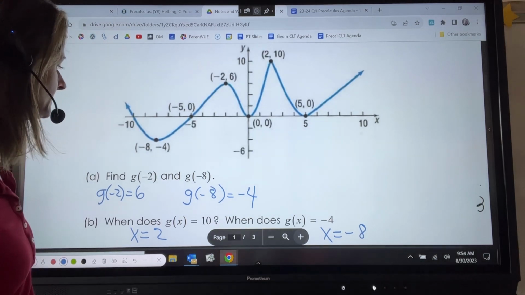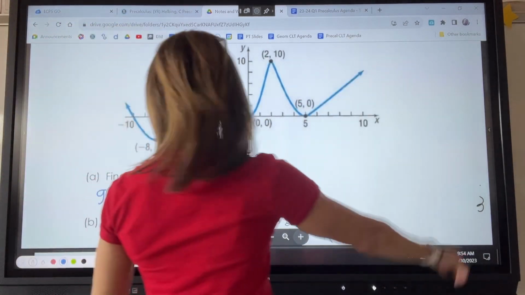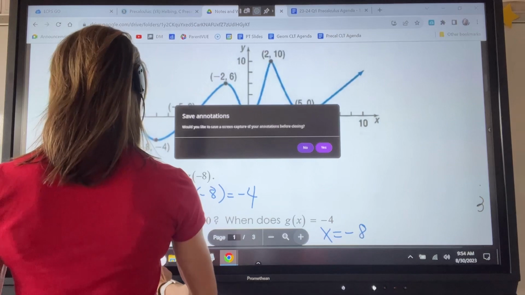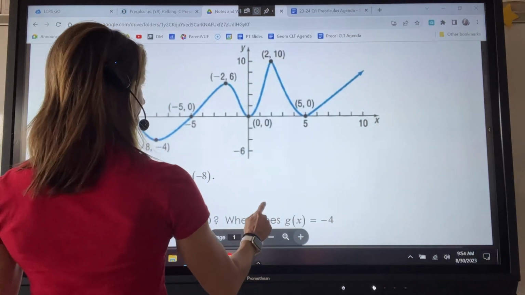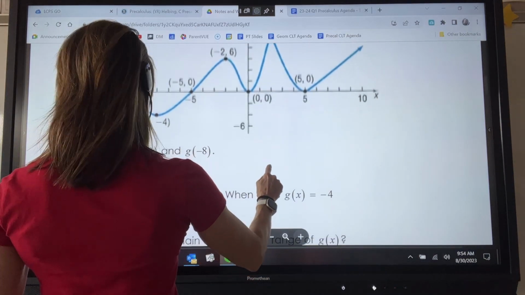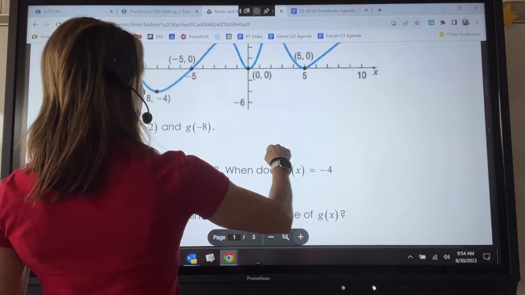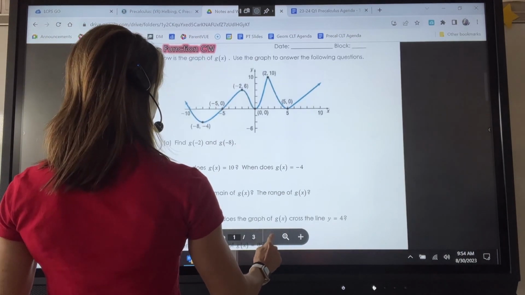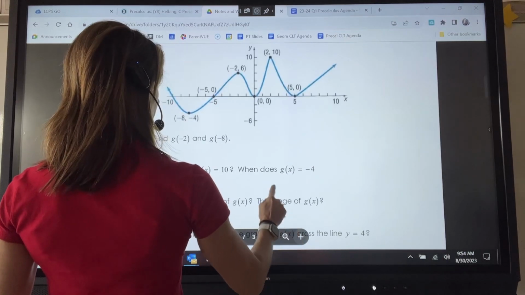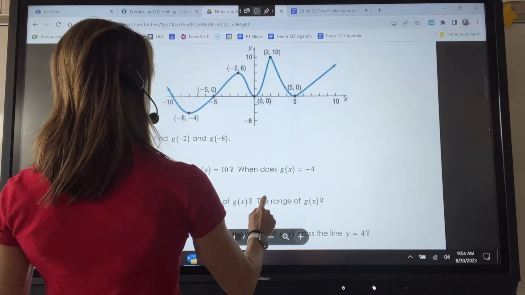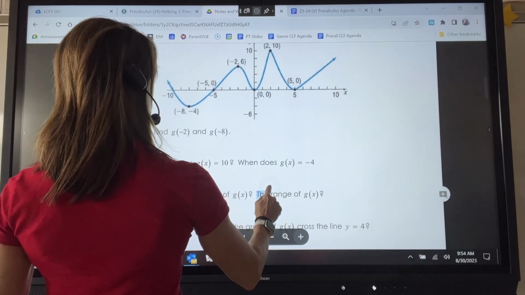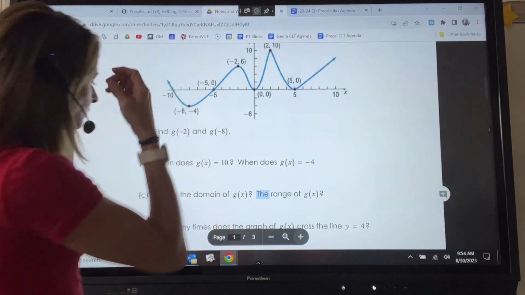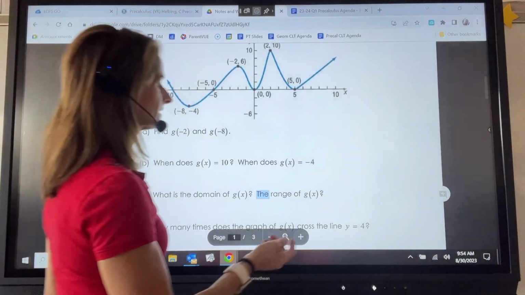All right, we're going to move on to C. C says, what is the domain of G of X and what's the range?